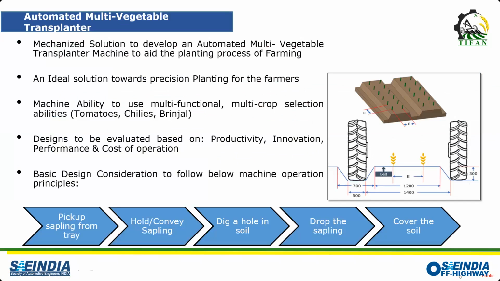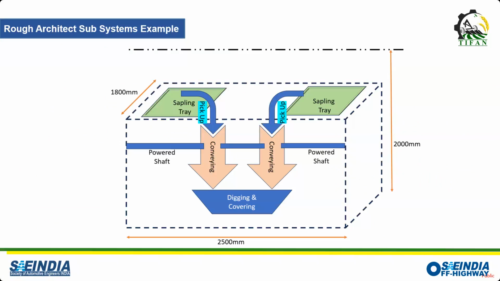Okay, so this is the basic operation which we have given you that your implement should be capable of performing. So we tried just rough sketching, like how you can start. I am showing on the implement level. You can do it on the subsystem level as well. Like say, we have given you a box dimension of 2000 by 2500 by 1800 mm. So what you can do, you can just keep this as your constraint.